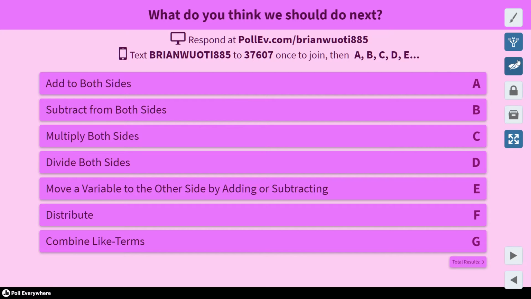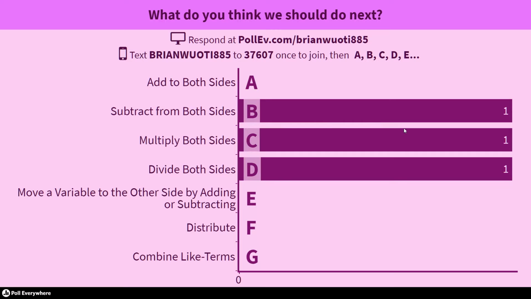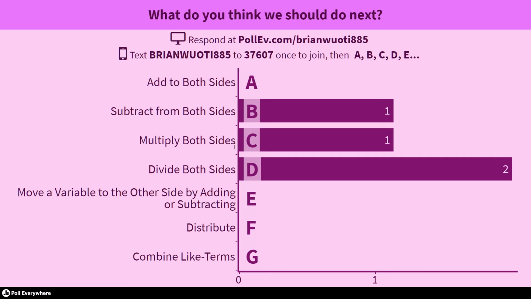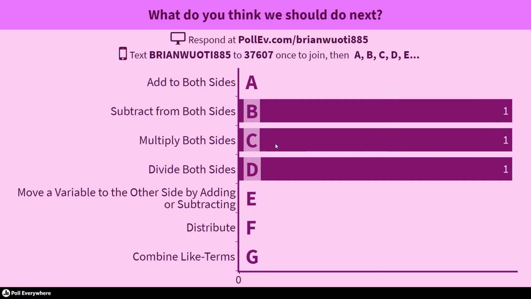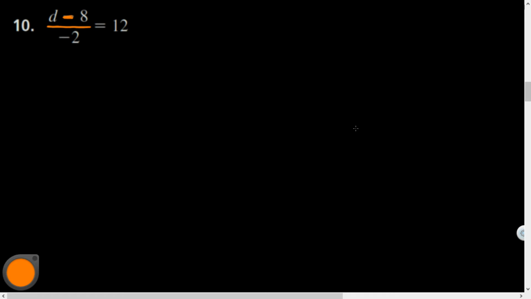All right, let's see what the survey says. Whoa, we're all mixed up. That's okay. I heard subtract from both sides. I heard multiply both sides. Oh, people are changing. We got 2 votes, actually, saying divide both sides. I believe the correct answer is C.